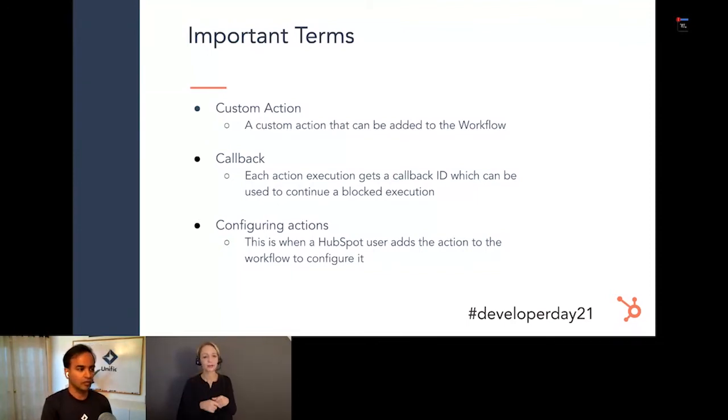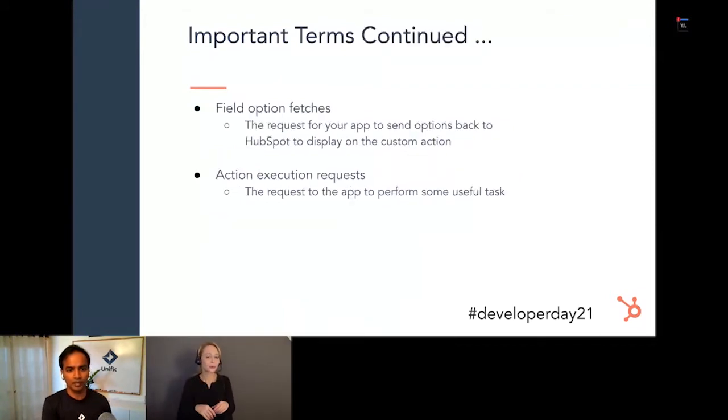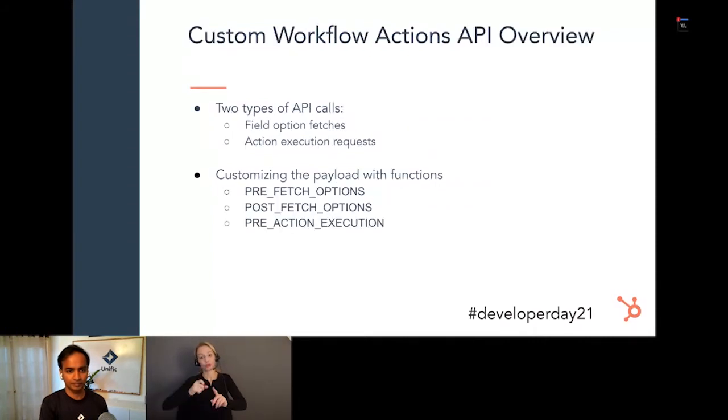Configuring actions. When the user is adding your action to the workflow, this is an opportunity for the user to configure what that action should do. Field option fetches are when your app is fetching those options from your app to display to be configured on the action, for example, that Halloween example I used. And action execution requests are the requests for the app to perform the actually useful task. So when a workflow triggers our action, this is the execution of that action.